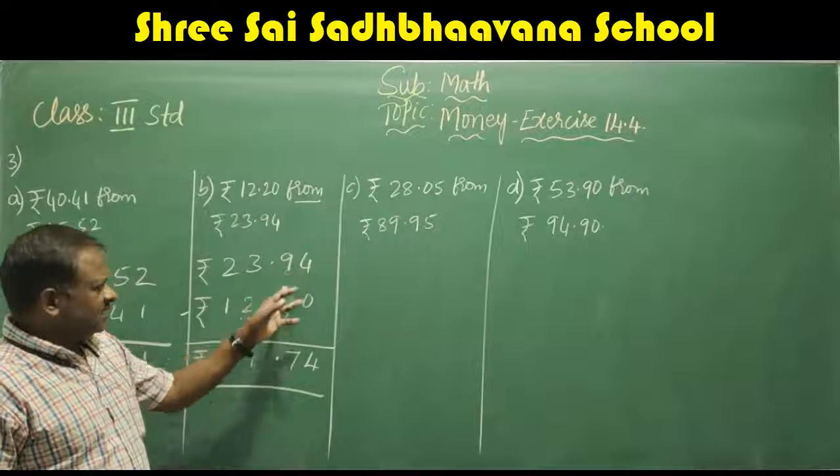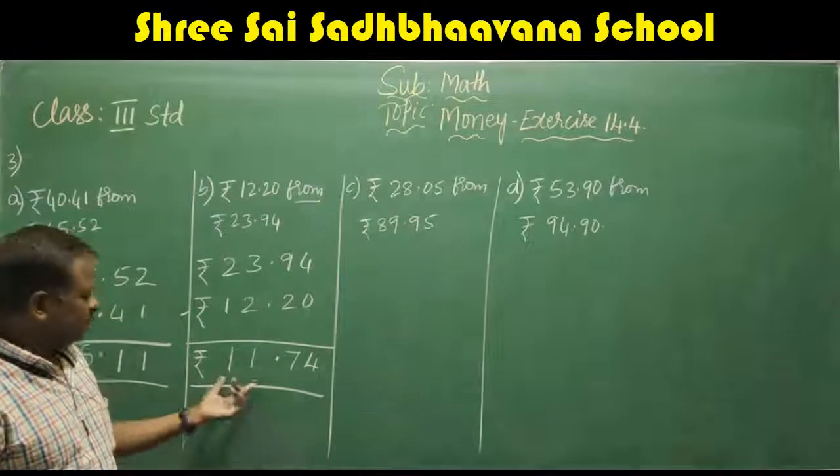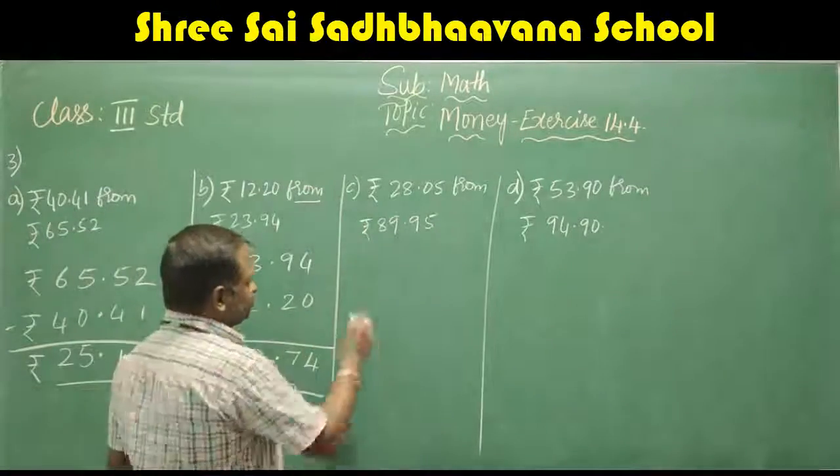4 minus 0, 4. 9 minus 2, 7. 3 minus 2, 1. 2 minus 1, 1. So rupees 11.74.